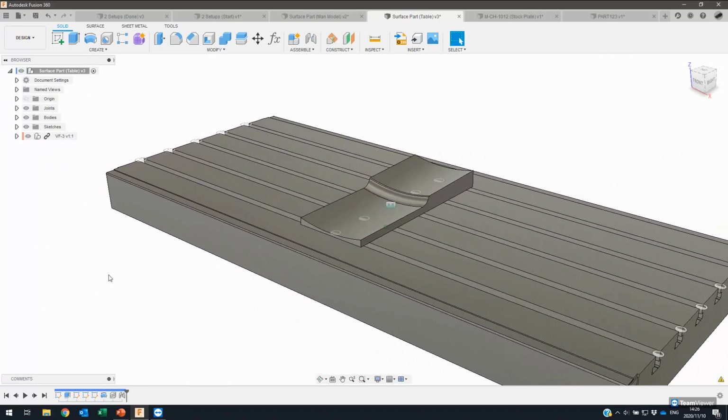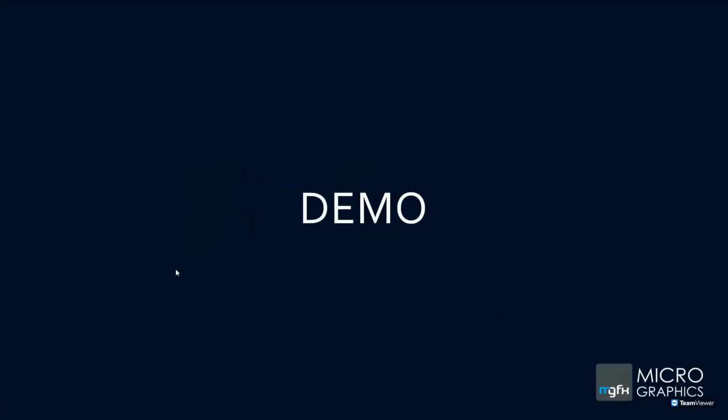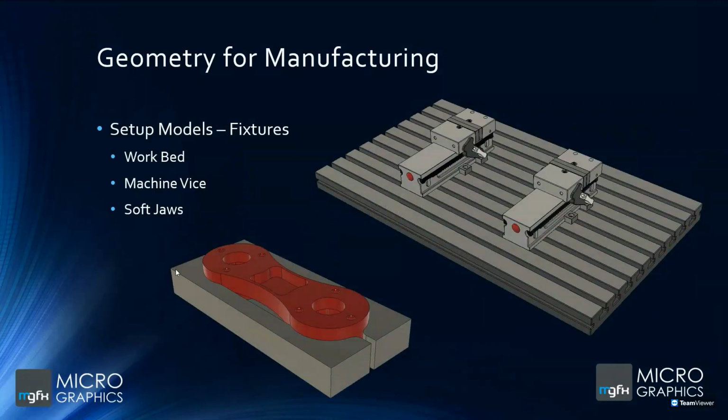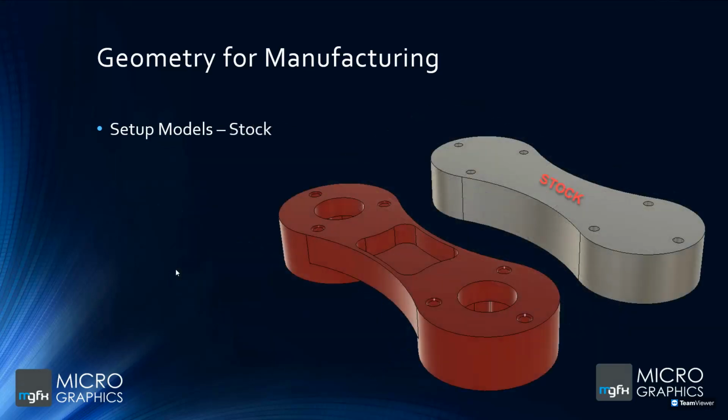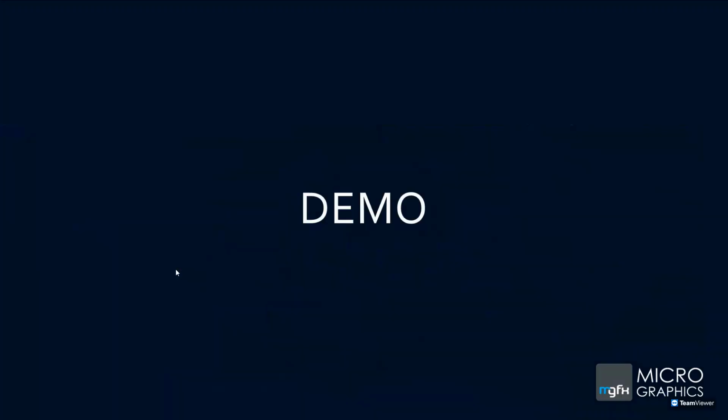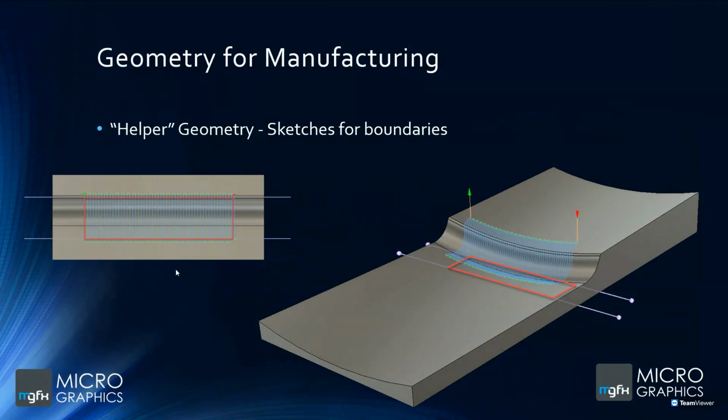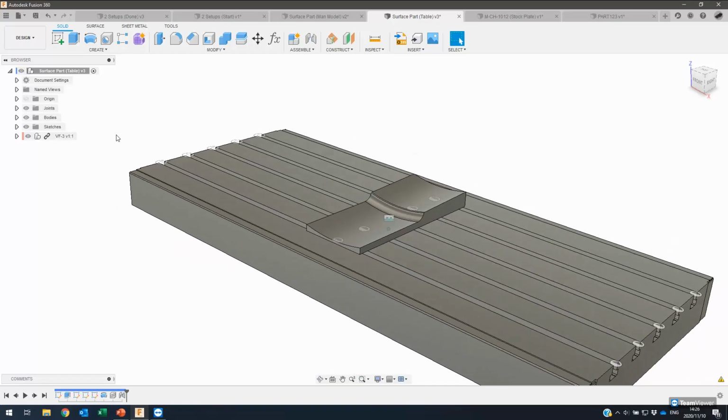So I mentioned in the geometry for manufacturing, adding the work bed, machine parts, and soft jaws. We can go through that process and put that in as shown. The stock itself could also be modeled up. What we're going to do though is have a look then at the next component, that helper geometry.